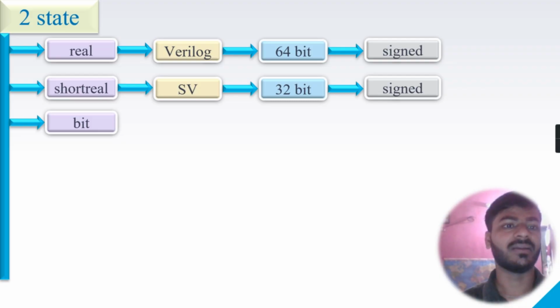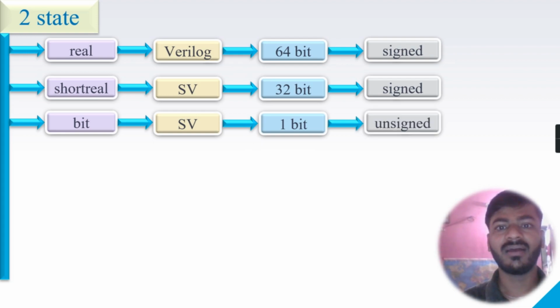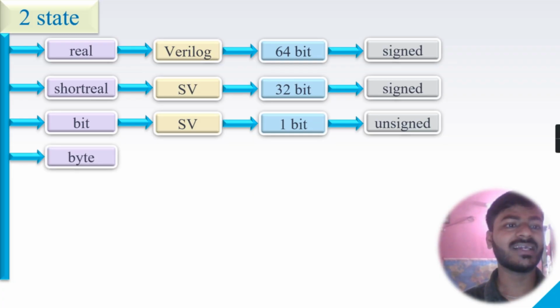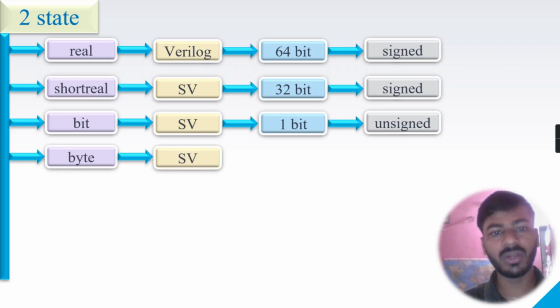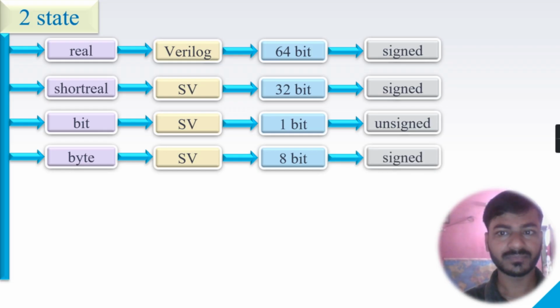Now the next data type is bit. Bit also belongs to the SystemVerilog language, and its width is 1 bit. As bit is 1 bit, the possibilities can be 0 or 1 only, so that is the reason it is an unsigned data type. Okay, now the next data type is byte. Byte also belongs to the SystemVerilog language, its width is 8 bit, and it's a signed data type.